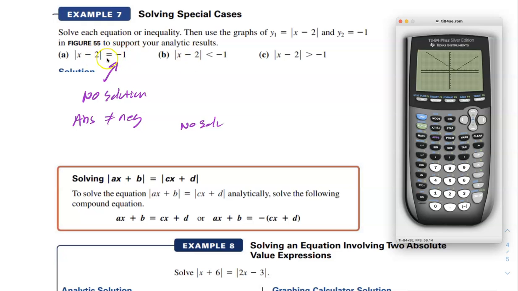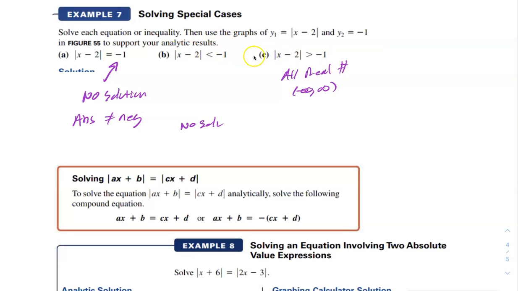You have to understand logically, absolute value can't be negative, and based on the graph here, this thing's never less than negative 1. But look at this one. When is x minus 2 greater than negative 1? Well, it's always greater than negative 1. This one should be all real numbers, also known as negative infinity, positive infinity if you want to go that way.